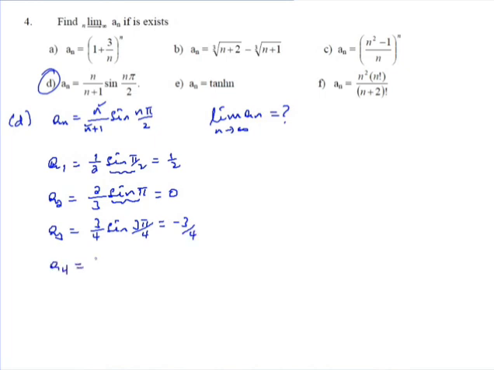The fourth term is 4 over 5 times sine 2 pi. Okay, በn ቦታ 4 እናስገባለን። sine 2 pi is 0. 4 over 5 times 0 is 0. Similarly, the fifth term is 5 over 6 times sine 5 pi over 2, which is 5 over 6 itself. Okay, ይሄ 1 ስለሆነ እያለ ይቀጥላል። From this you can also observe that the sixth term will be 0.